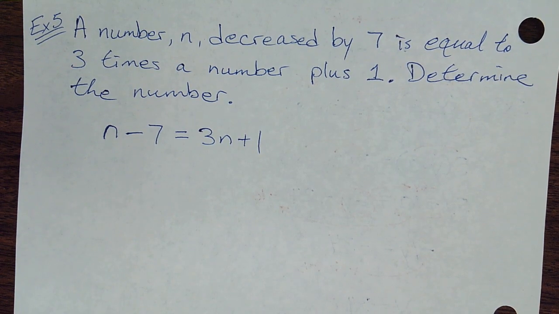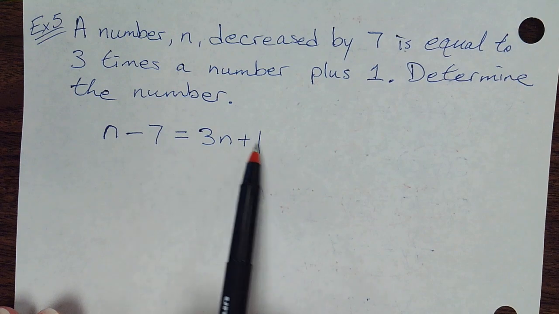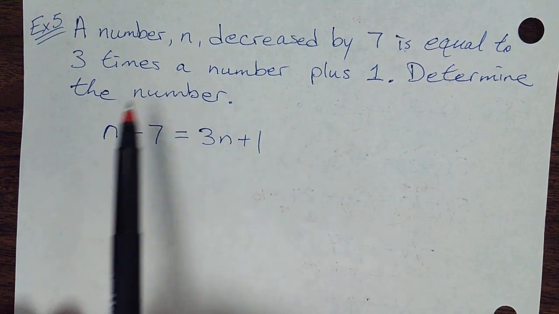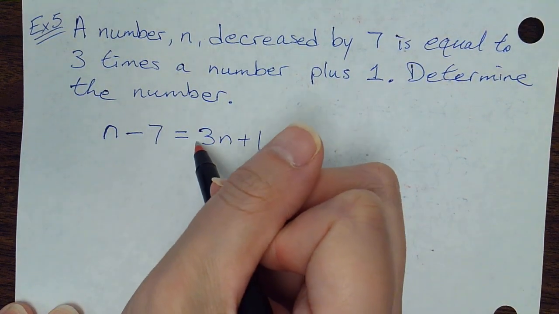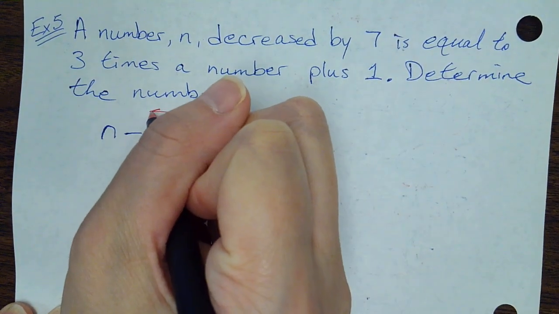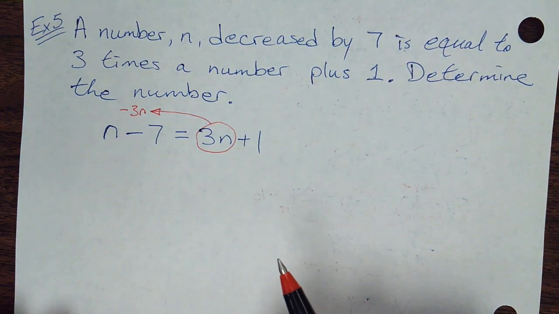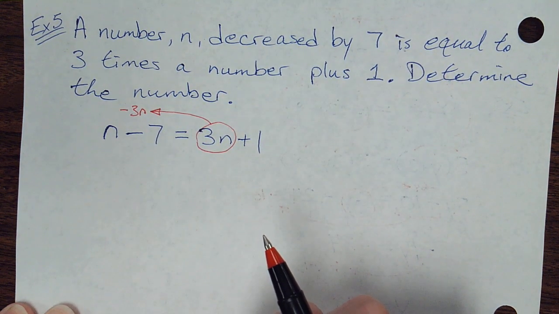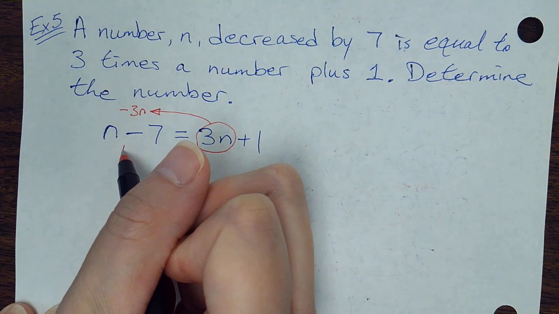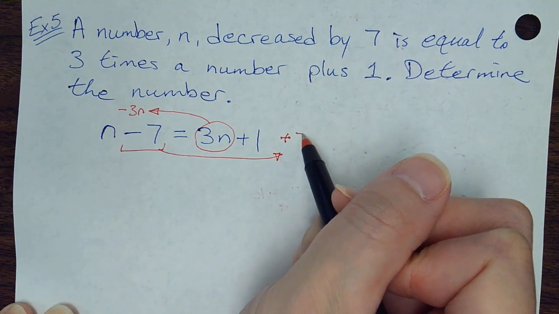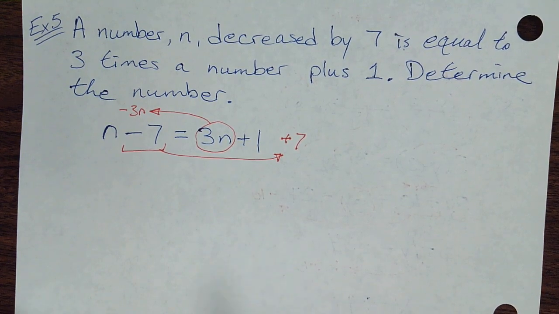Okay. Move letters to the left. What should I move to the left then? Letters. Good. When I move that 3n over, it becomes -3n. Good. And move the number to the right. Move that -7 over, and it becomes... yeah, see, you could do it. That's why I call on you, because I know you could do it.